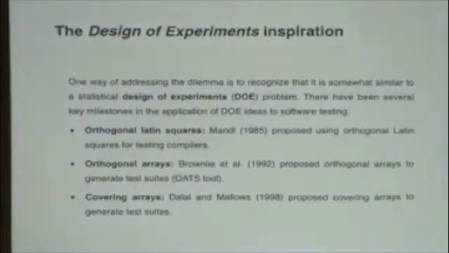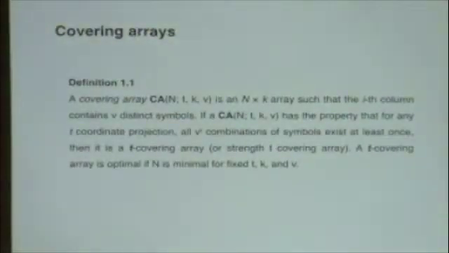And a few years later, Brownlee proposed orthogonal arrays. And in 1998, Dalal and Mallows' famous Technometrics paper appeared, right? And that's the first time in the literature that covering arrays came into being as a construct that could be associated with validating software. Okay, so what is a covering array?